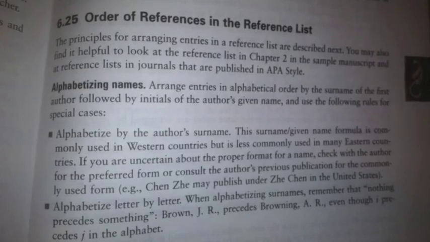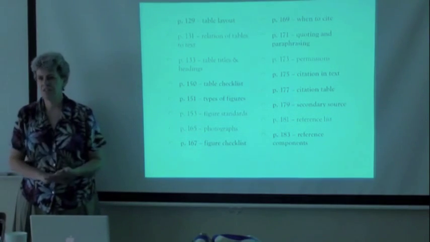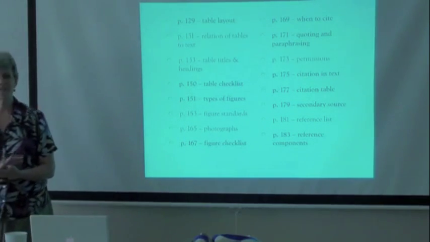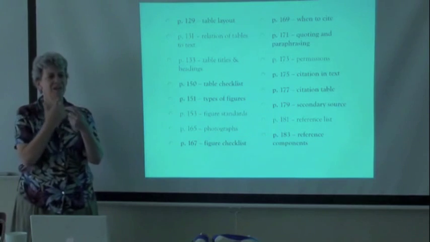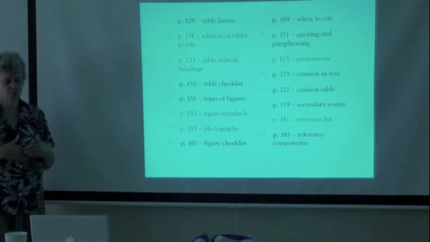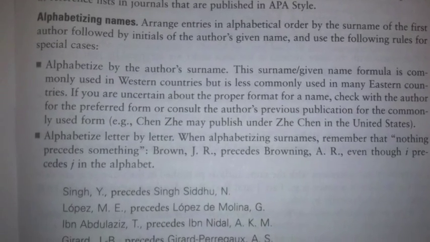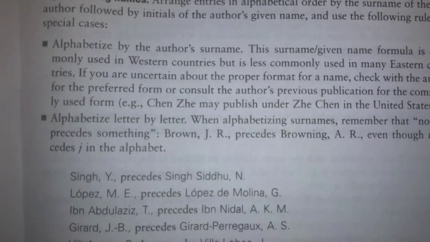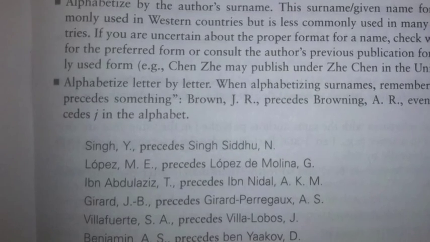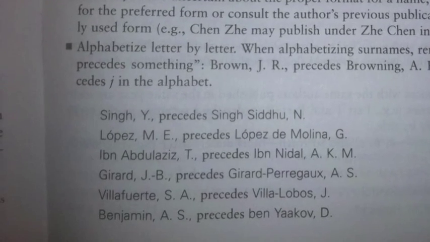They go into a lot of detail about this person precedes this person, if they've got the same last name but different initials, or if it's this person with another person, and then this person by themselves, which one comes first, and how do you order that out? So they have Singh precedes Singh and Sadu. Lopez precedes, or actually that's a different last name, Lopez precedes Lopez de Molina. So it tells you those are alphabetized letter by letter.